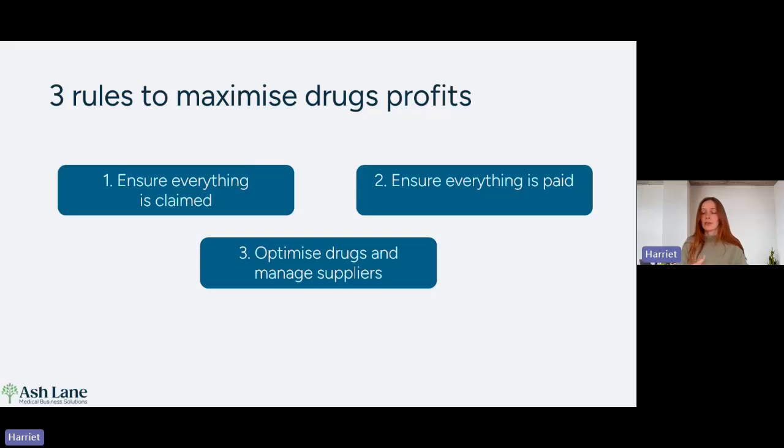So let's look at those 3 rules. These are the 3 rules that we would share with our practices to make sure that they are maximising their drugs profit. First, make sure that you're claiming for everything. Second is to make sure that you're paid for everything. And third is to optimise drugs and manage the suppliers. Now, we'll talk about each of those in turn.